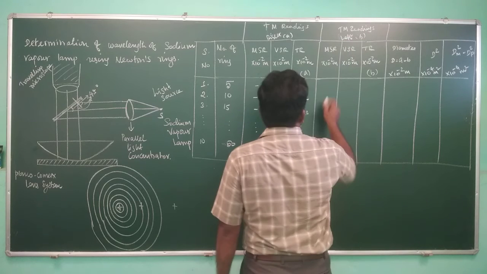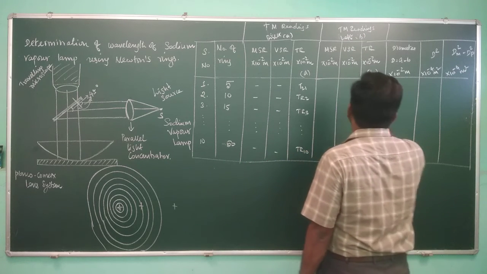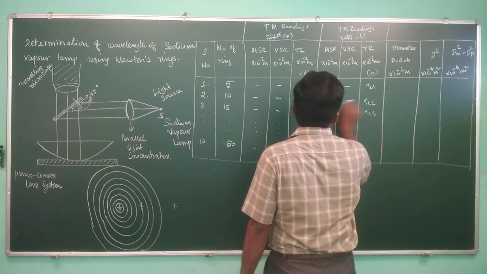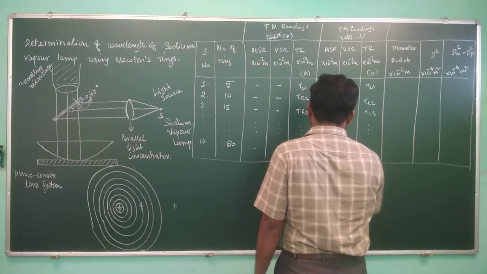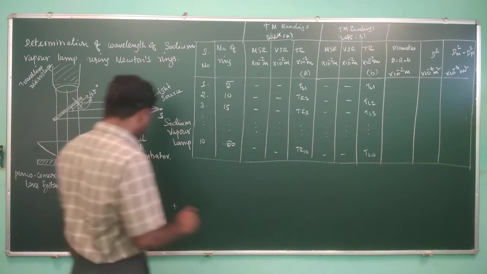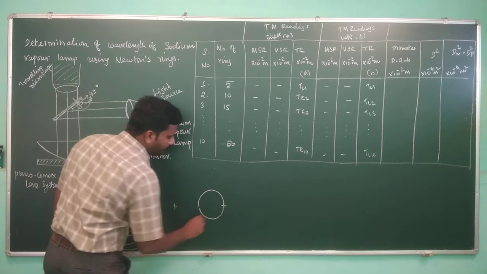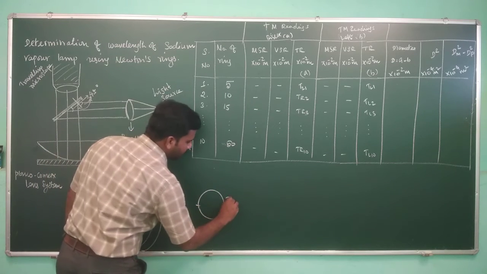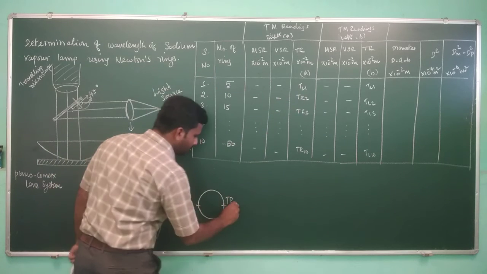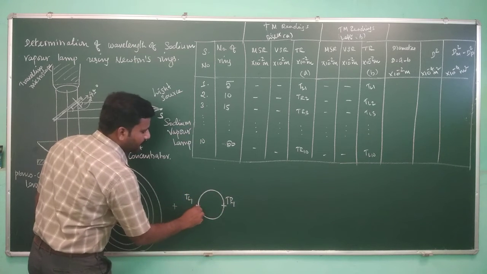If you are doing it on the left side, you will get left side reading 1, left side reading 2, left side reading 3, right? And we get TL10. So if this is the 5th ring, then on the right side we have TR1 for the 5th ring, and on the left side TL1, right?